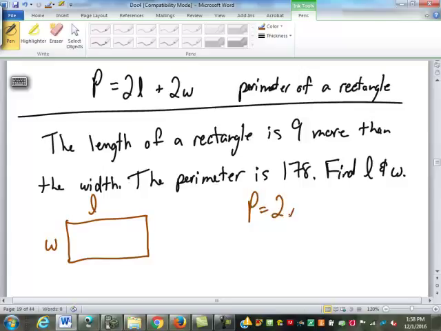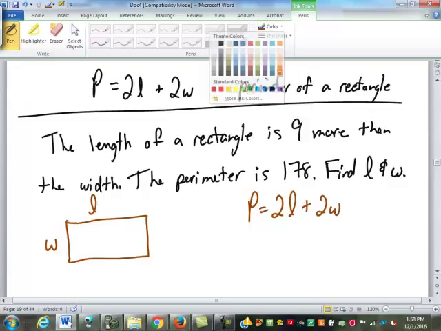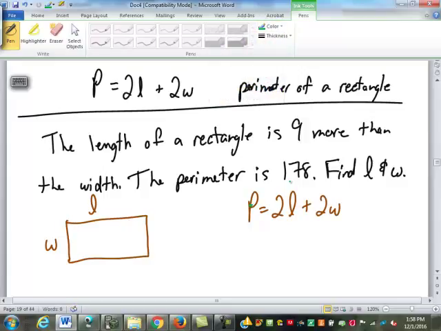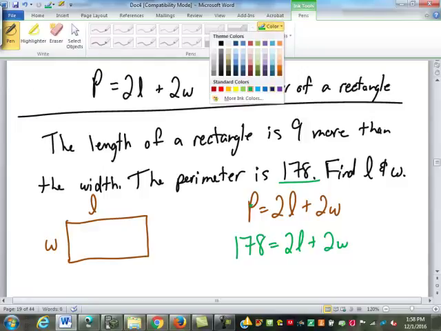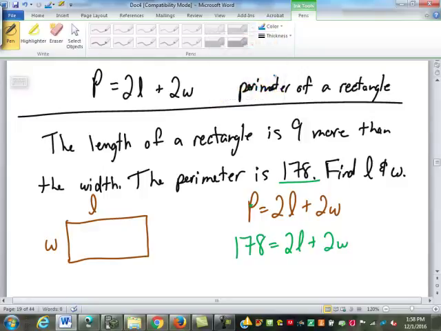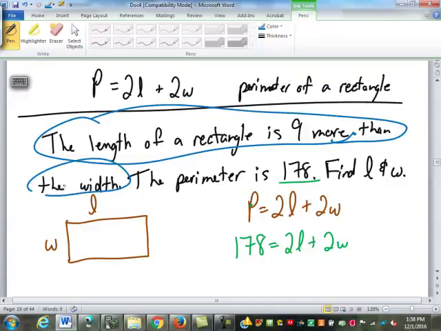And of course we have that formula I'm going to write down. In this formula, I know that P is 178. We gave that in the problem. Perimeter is 178. But I still have 2 variables in it. Do we know how to solve an equation with 2 variables? Not yet, right? So we have to get rid of one of the variables. And the way we do that is we look for a relationship between them. That's given right here. The length of the rectangle is 9 more than the width.